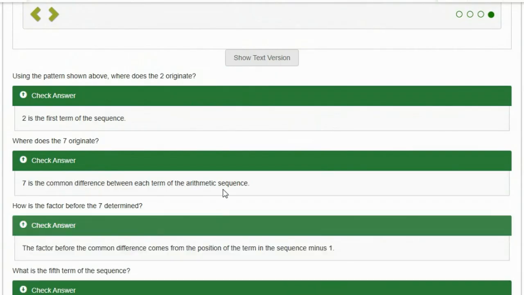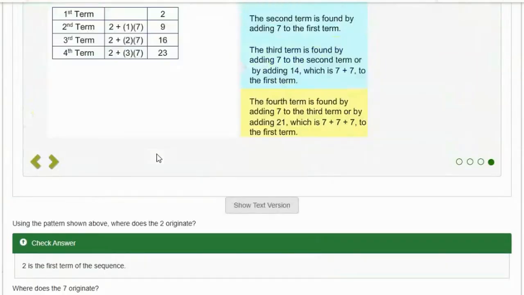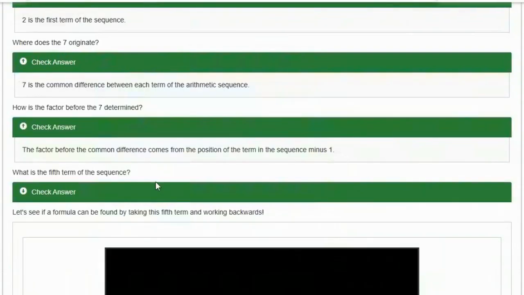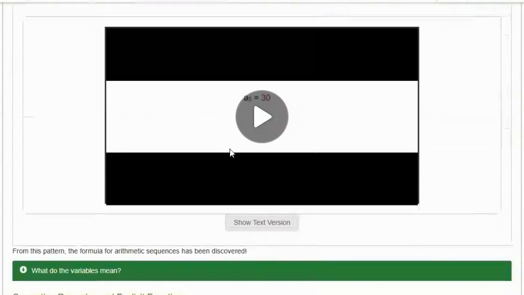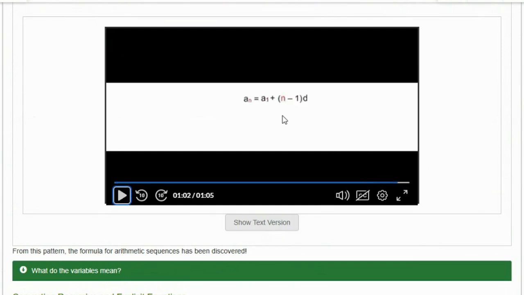How is the factor of 7 determined? The position of the term in the sequence minus 1. Fourth term, so 3 is the number we're multiplying by the 7. So 30 is the fifth term. And they have a little video where they show how to find the formula. Let me jump to the end, because we've already got this in our notes, so we're not going to take time to watch the whole video. If you want to watch the 1-minute video, you can do that.